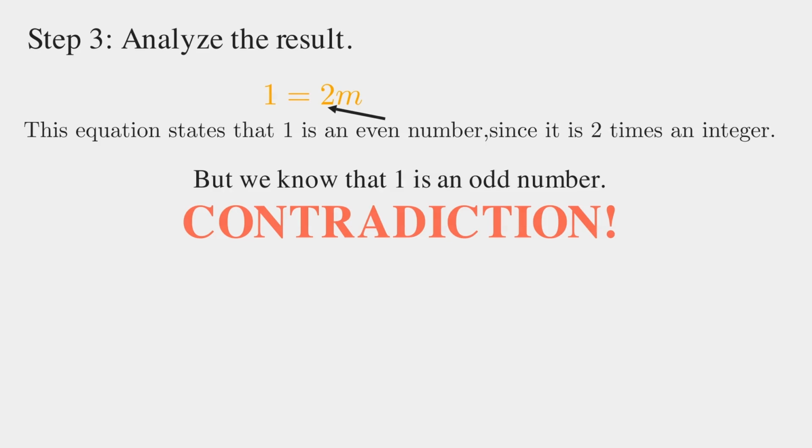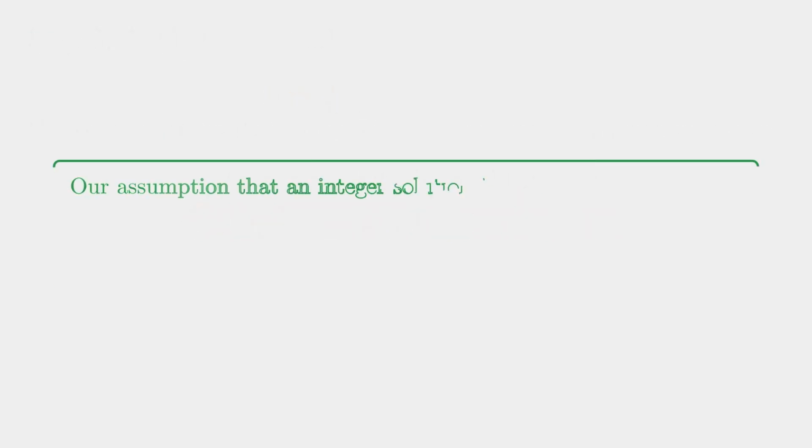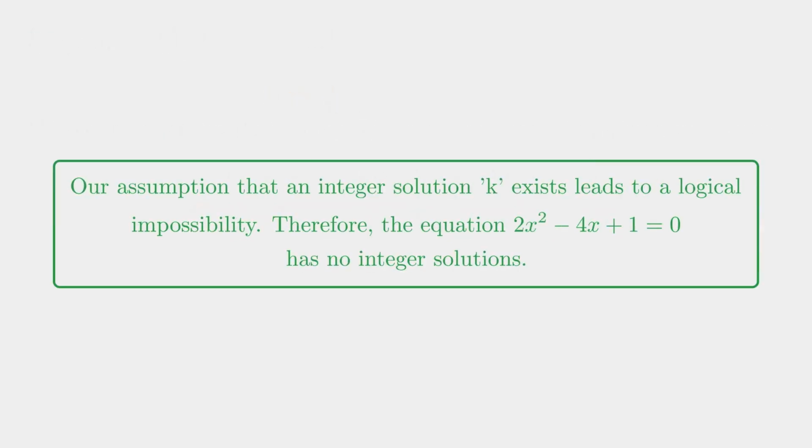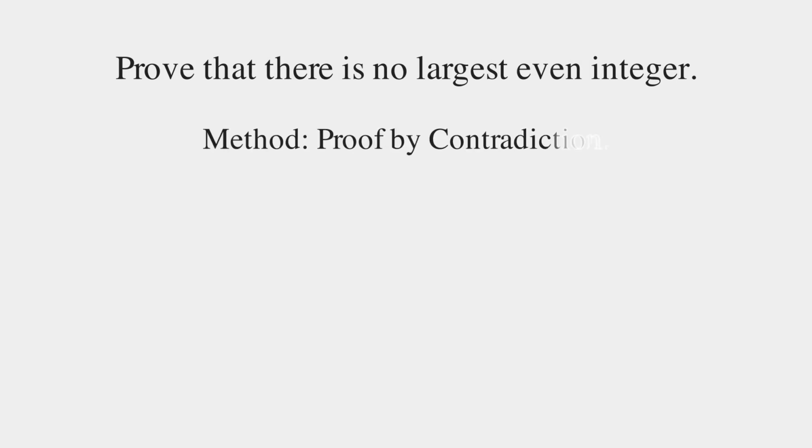is always odd. Because our initial assumption led us to this impossible conclusion, the assumption itself must be wrong. Therefore, there are no integer solutions for the equation 2x squared minus 4x plus 1 equal to 0. Now remember, this is extremely important in IB. Such a question came in the externals more than once, and this technique will always work when you use it in the correct way. Now we will use proof by contradiction to prove that there is no largest even integer.